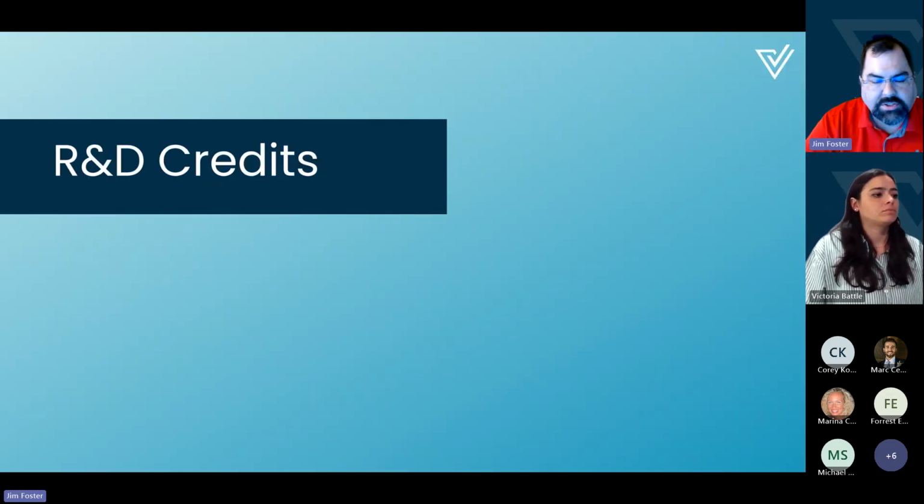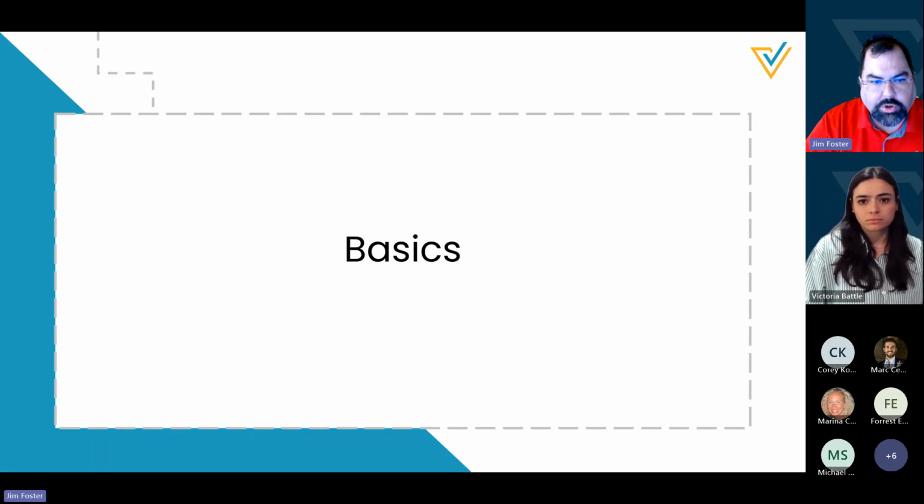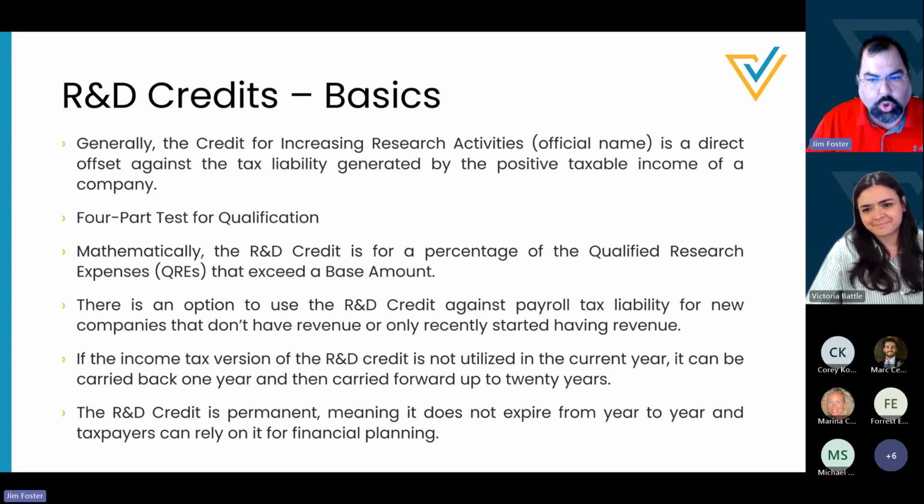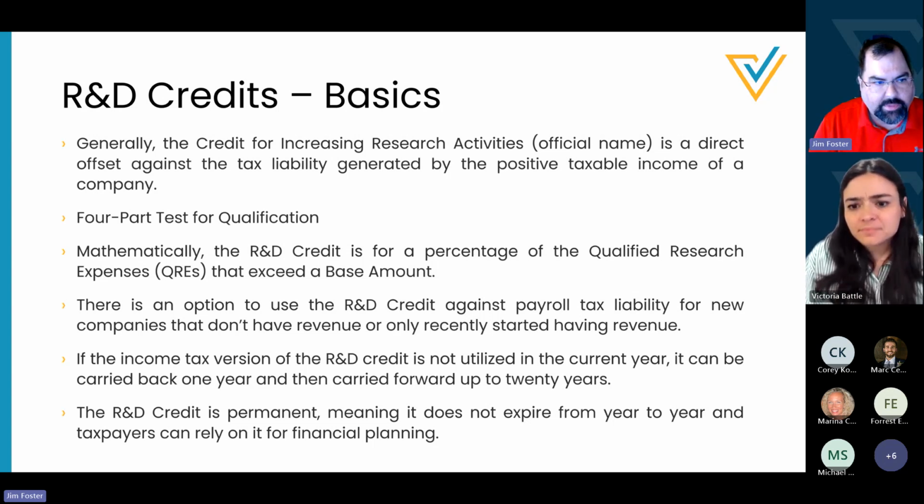All right, so we're going to start with the R&D credit, and we're going to jump into the basics of it. Generally, the credit's officially called the credit for increasing research activities, and it's used against the tax liability on the income tax return. There is a payroll option for certain startups, but they have certain hoops that they have to go through in order to qualify for that.